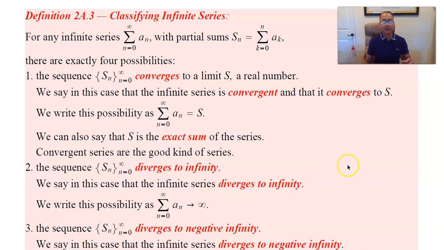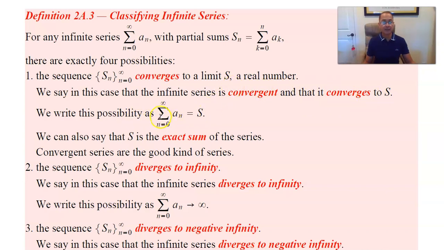All right, so now that we got our hands dirty, we can formalize what exactly an infinite series does. Just like for infinite sequences, we can say the same four conclusions for an infinite series, because from the infinite series we form the partial sums, which form a sequence. And because it's a sequence, we can say something about it using the same four conclusions that we have in, I believe, section 1a. So there are four possibilities. The sequence of partial sums Sn converges to a limit S, which is just an ordinary real number. We say in this case that the infinite series is convergent, and that it converges to this limit S.